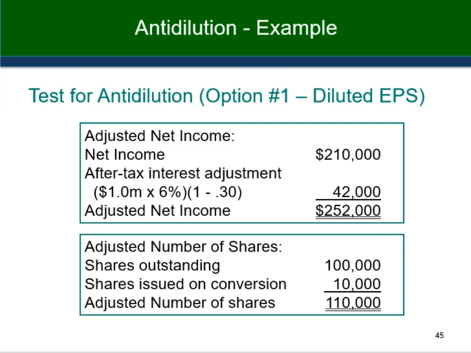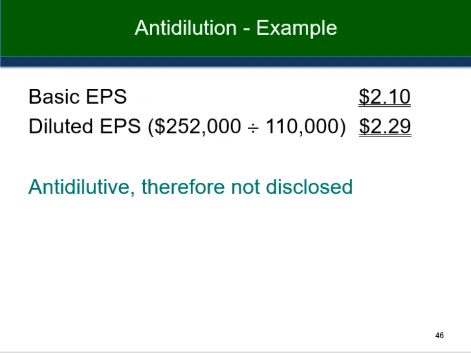So our adjusted net income would be 210,000 plus the 42,000, so it would be 252,000. The adjusted number of shares would be 100,000 for the existing shares, 10,000 for the shares issued on the conversion, resulting in 110,000. 252 divided by 110 is more than $2.10. It's actually $2.29. So because the diluted earnings per share is higher than earnings per share on a basic level, we would not disclose diluted earnings per share because it's anti-dilutive.